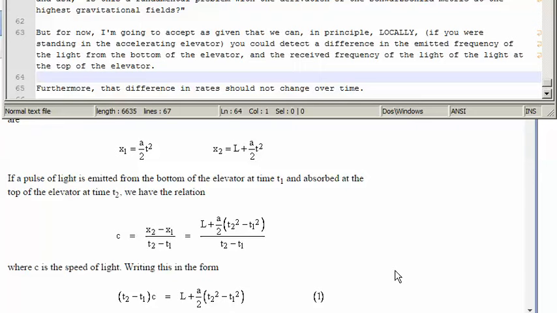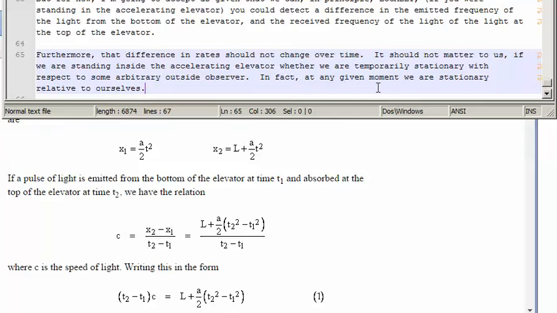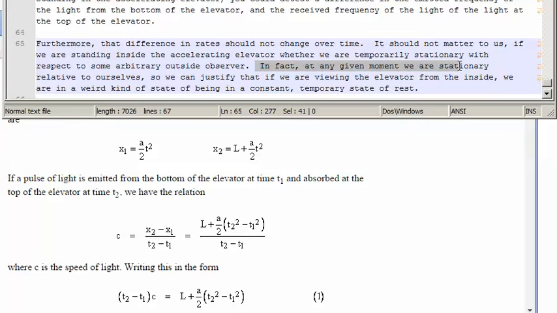Furthermore, that difference in rates should not change over time. It should not matter to us, if we are standing inside the accelerating elevator, whether we are temporarily stationary with respect to some arbitrary outside observer. And in fact, at any given moment, we are stationary relative to ourselves. So we can justify that if we are viewing the elevator from the inside, we are in kind of a weird state of being in a constant, temporary state of rest.